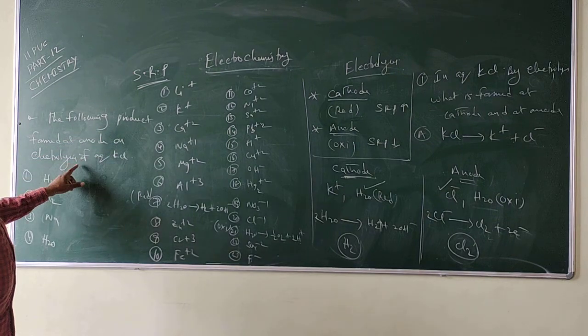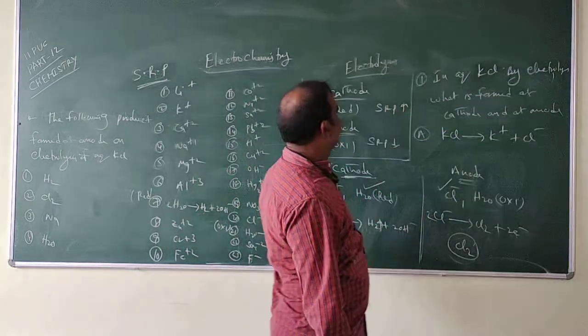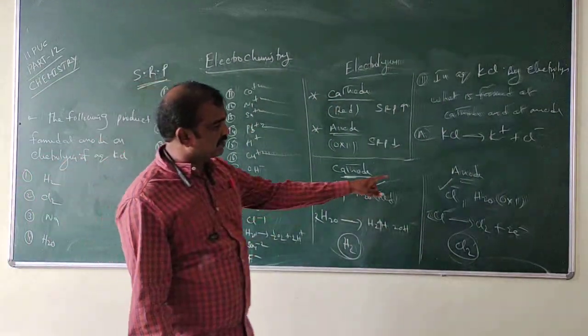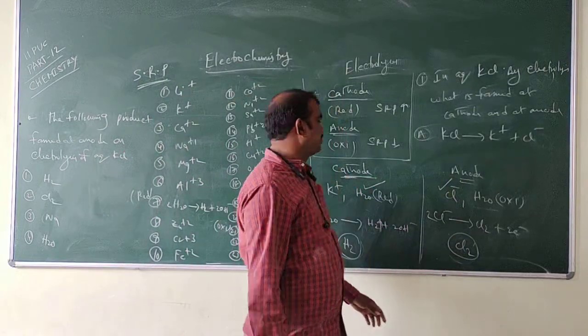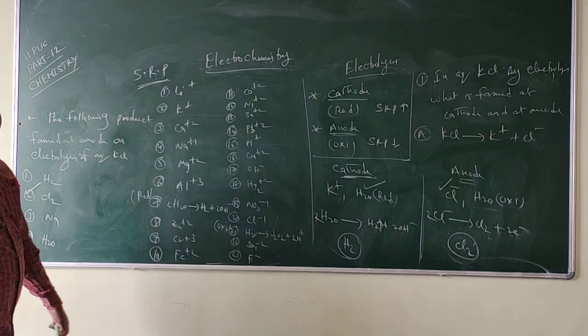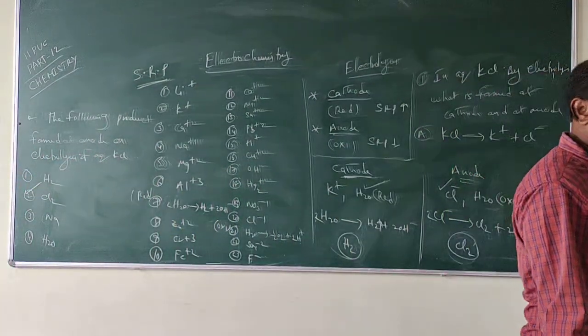On electrolysis of aqueous KCl, at the anode, which product is formed? Cl2 is formed. So the option is the second one, Cl2. It is the correct one. In this way, they will ask you the questions. Next, we'll do the next one.